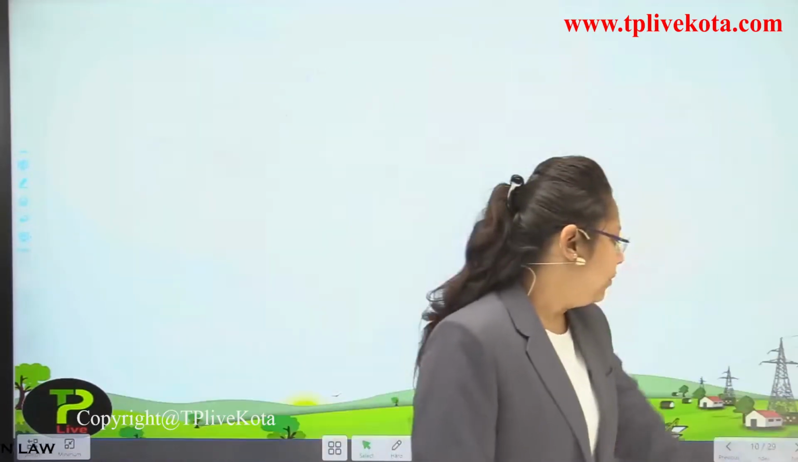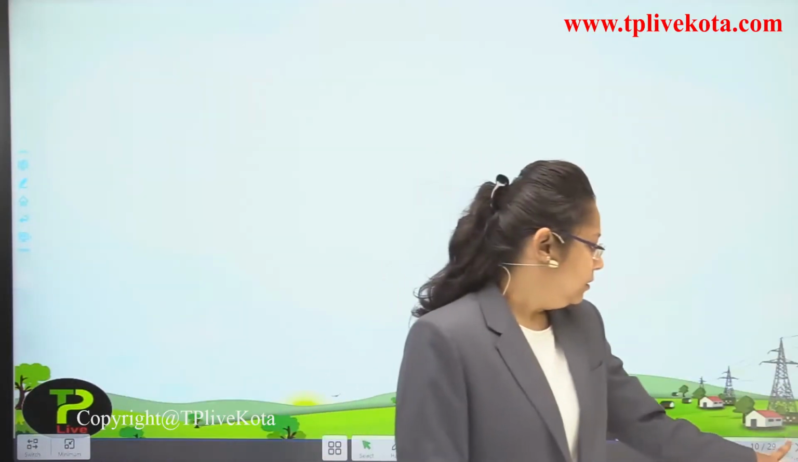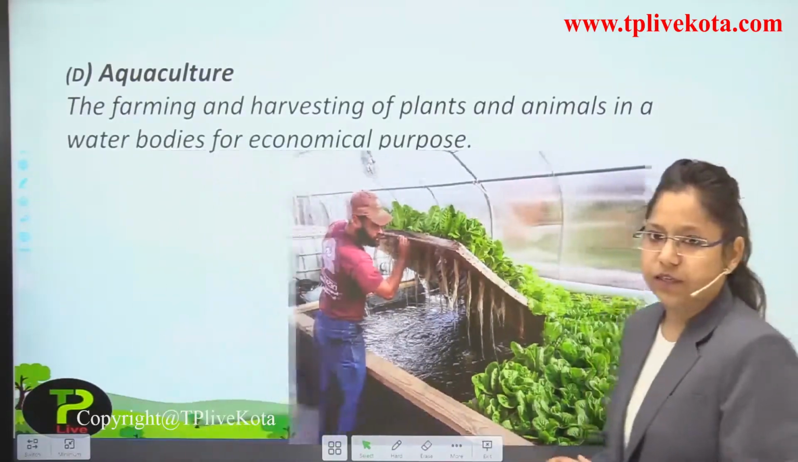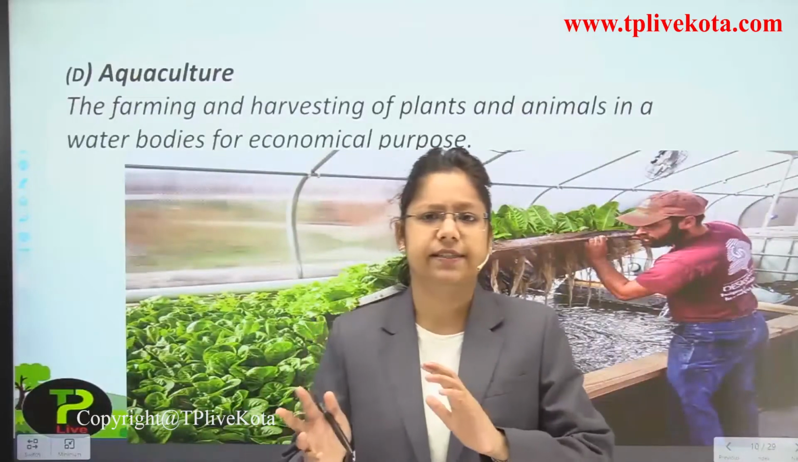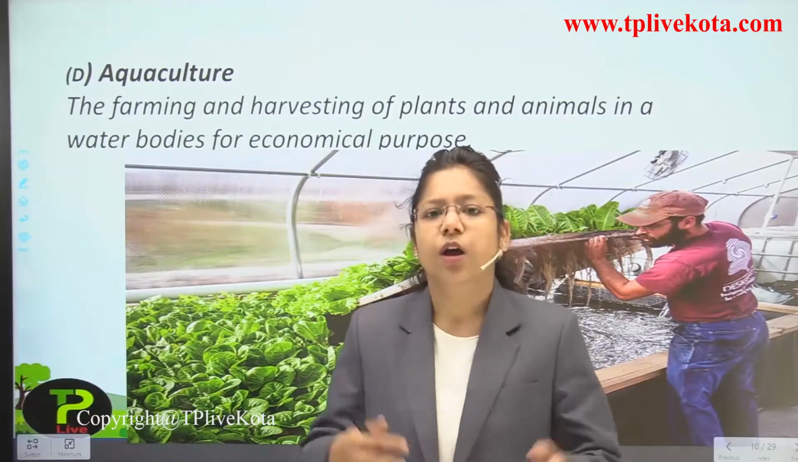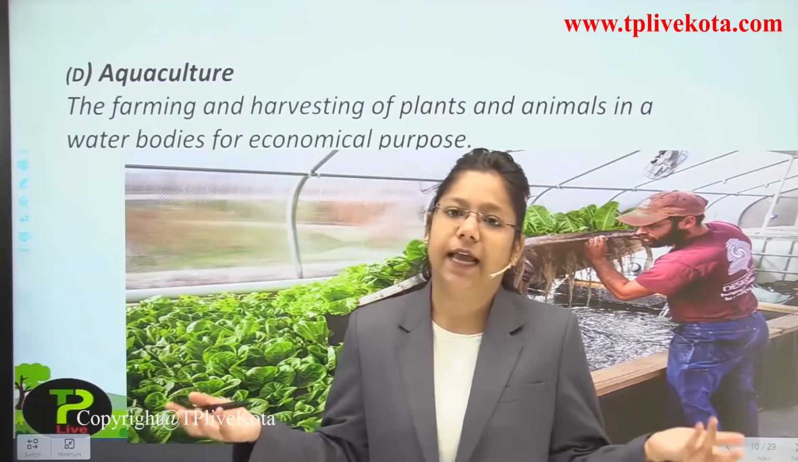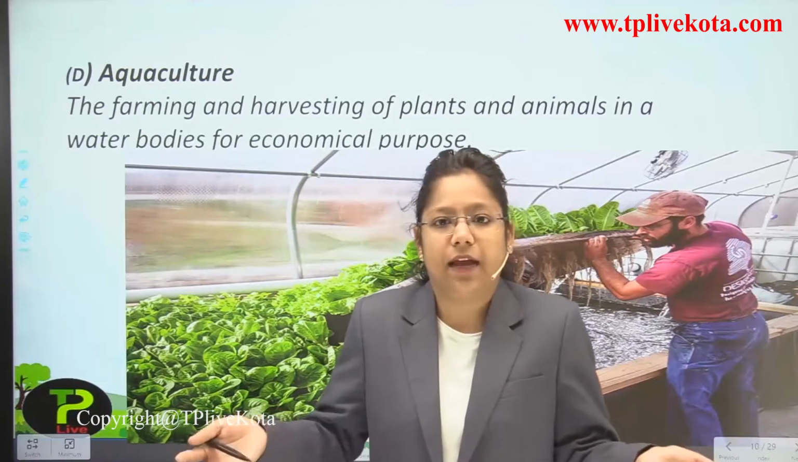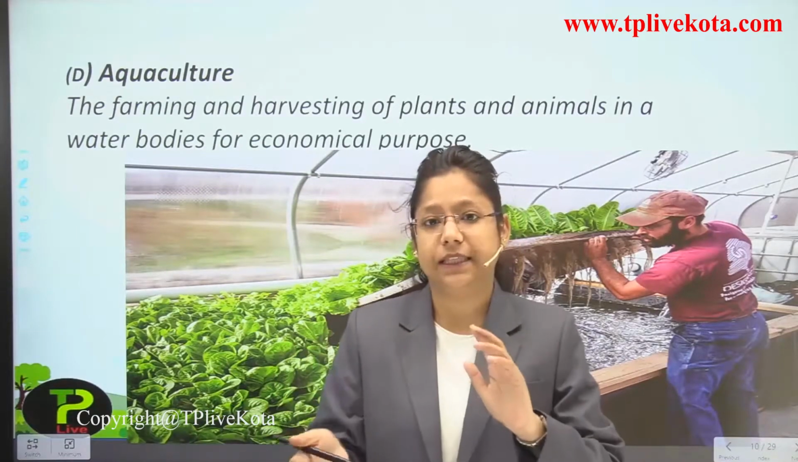Now moving on towards the next type of agriculture, that is aquaculture. Now what is aquaculture? It is very simple, you can see over here through the diagrammatic representation also. As the name suggests, aqua means water, so cultivation inside water is known as aquaculture. Now what is the basic thing behind that?